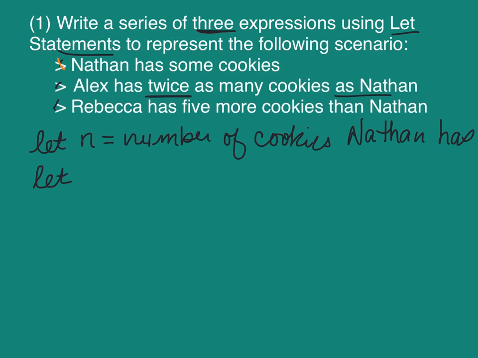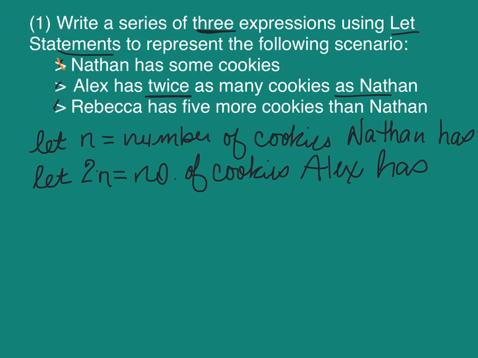So again, I'm going to have let n, well no, not let n, I already have let n, that's how many Nathan has. So Alex has twice as many as Nathan, so 2 times n or 2n, that's the only way to write it. That's the acceptable way to write it. So let 2n equal number, that's the abbreviation for the word number, of cookies Alex has. So that takes care of my next one.